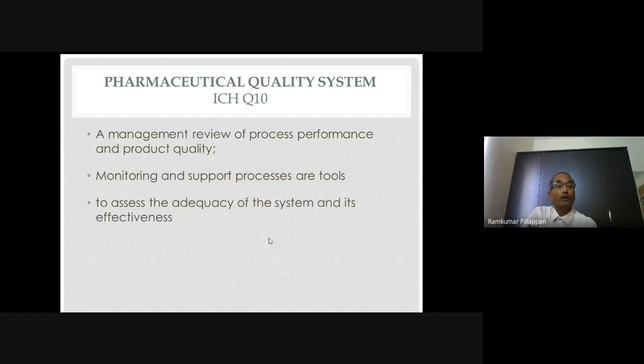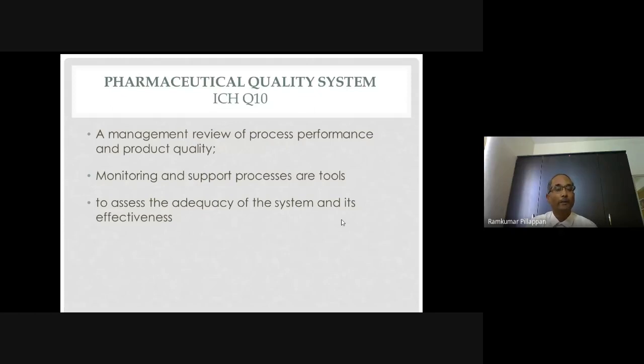See, this is where the role of senior managers, general managers, vice presidents comes in. So they have to continuously review the process as well as the product for its quality. So monitoring and support. Monitoring is not finding faults. Monitoring is to find the possible faults and support to improve the processes. And also to assess the adequacy of the system and its effectiveness. See, most of the time, the system should take care of quality. It's not that every day some technician comes, every day some manager comes, and you have to worry about the quality. A system should be in place, the quality should be inbuilt.